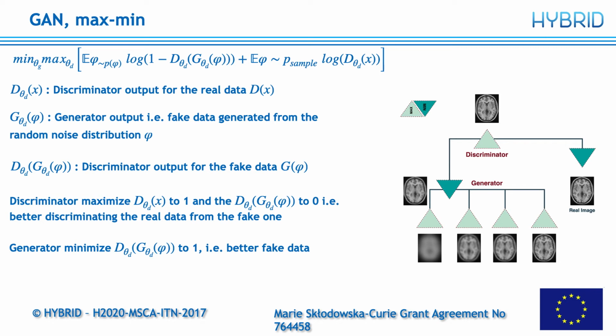Going back to min-max in game theory, the discriminator here tries to maximize D_θd(x) to 1, and D_θd(G_θg(φ)) to 0. That means better discriminating the real data from the fake ones. While the generator tries to minimize D_θd(G_θg(φ)) to 1, which means better quality of fake data.